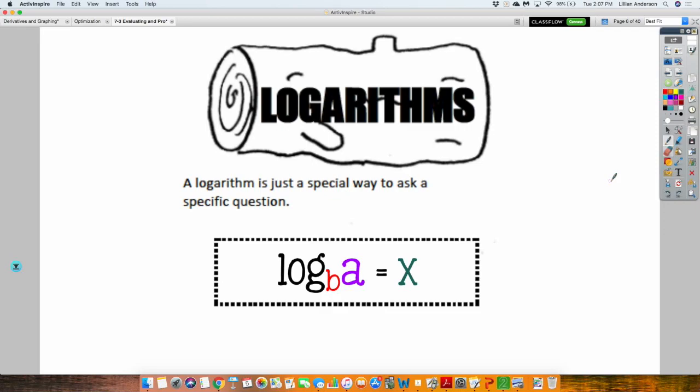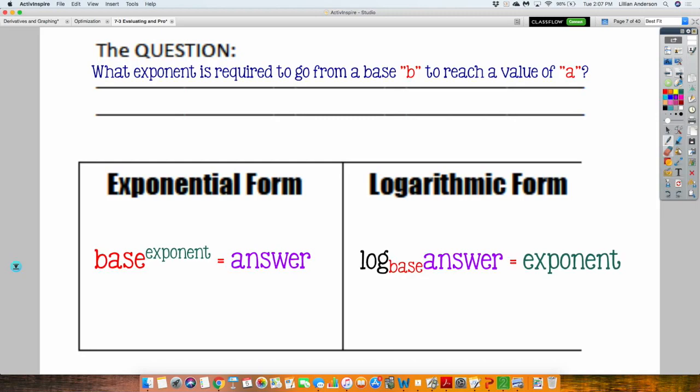Again, b, a, and x can all be substituted in for numbers. They could also be variables. But it's read as log base b of a equals x. It's basically a way to ask the following question: what exponent is required to go from a base b to reach a value of a? That is what a logarithm is basically asking you. To what exponent do I need to raise a base b to reach a value of a?